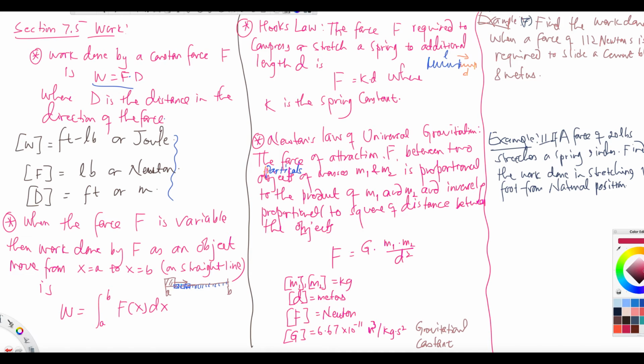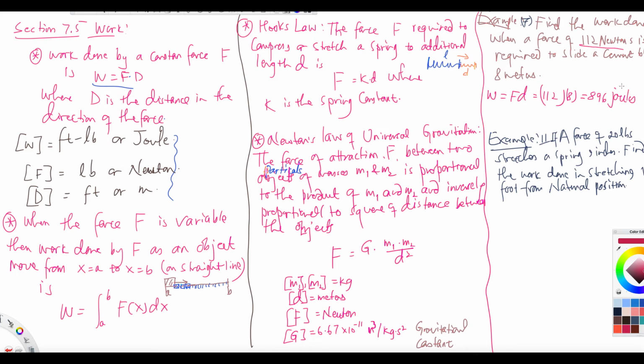This first example has: find the work done when a force of 112 units, you see that, that is given, 112 newtons, is the constant force required to slide a cement block 8 meters. So how do we find that? W equals F times D. That will be 112 times 8, right? So how much is that? 896 joules, or newton meters. You see that?